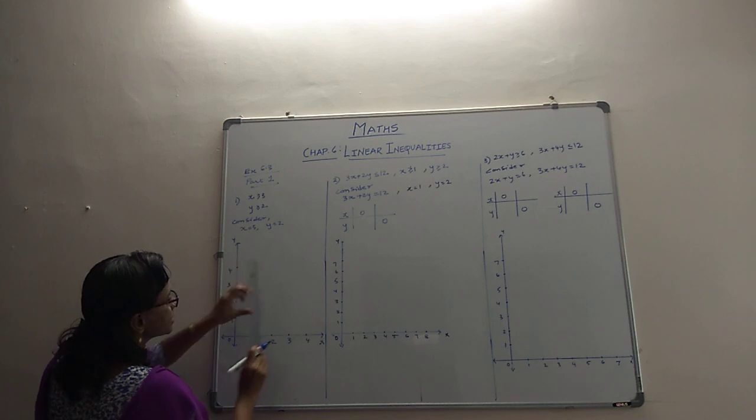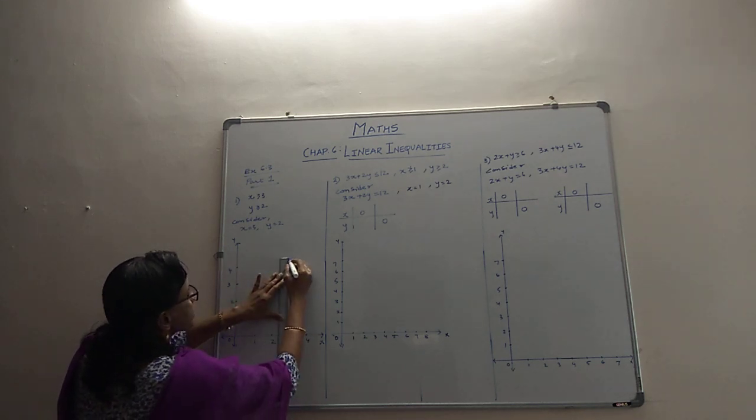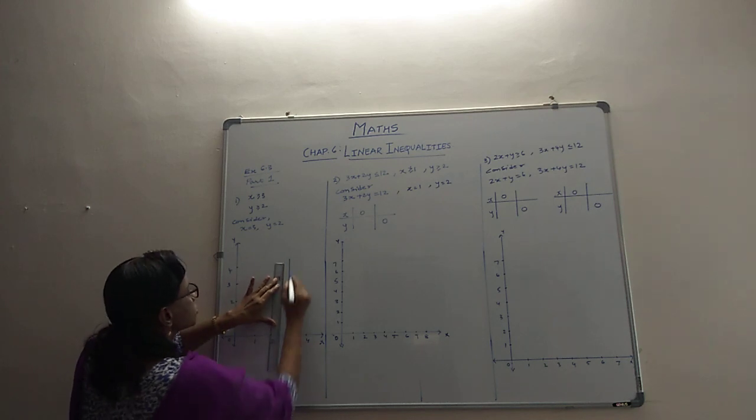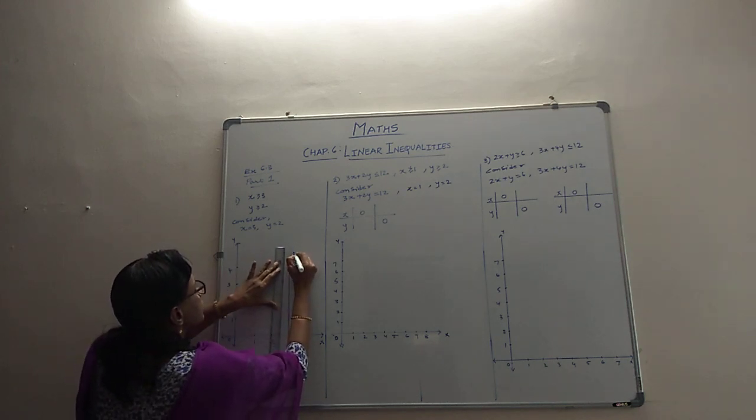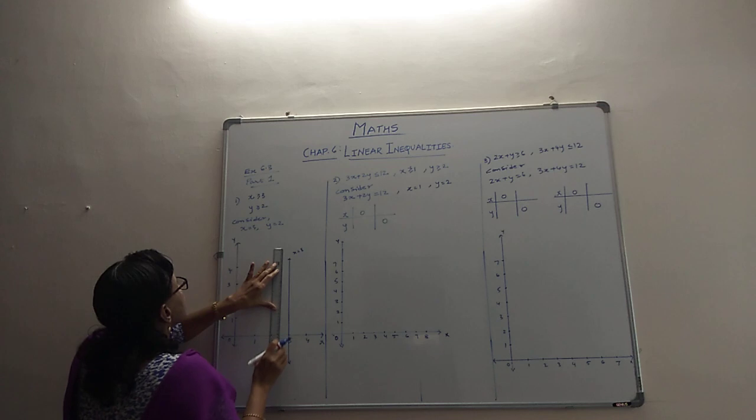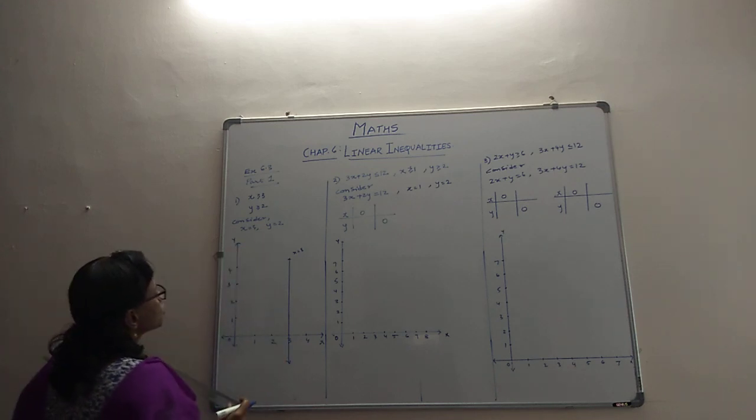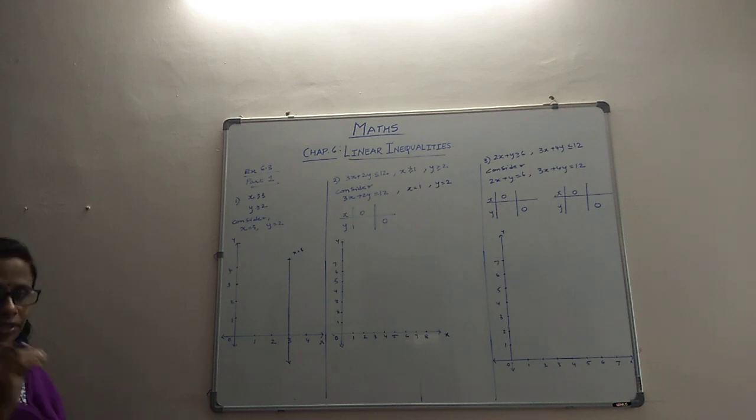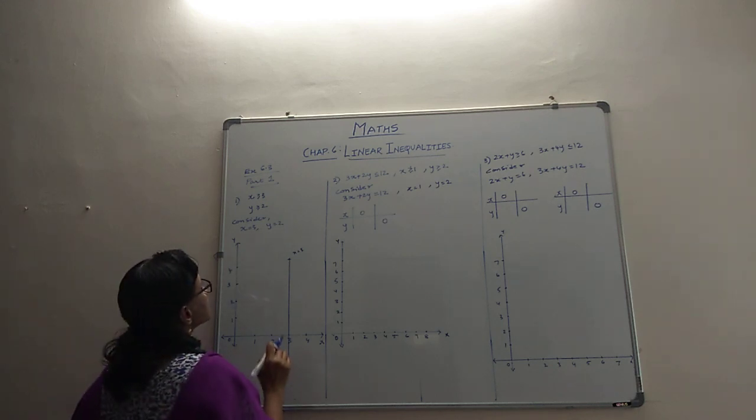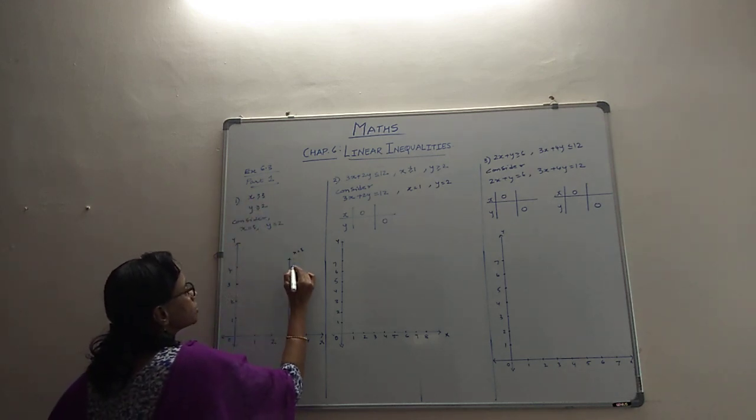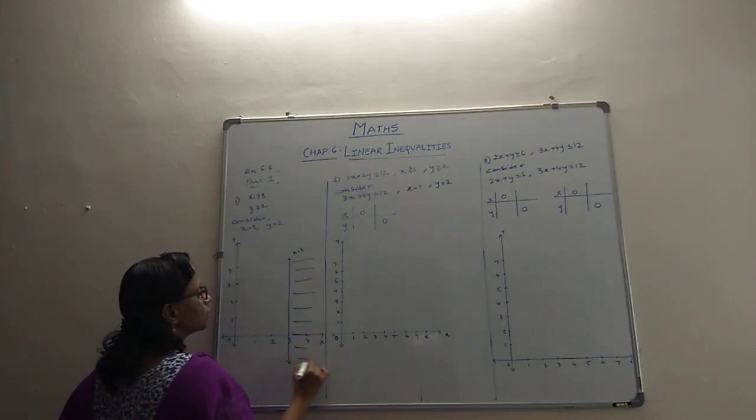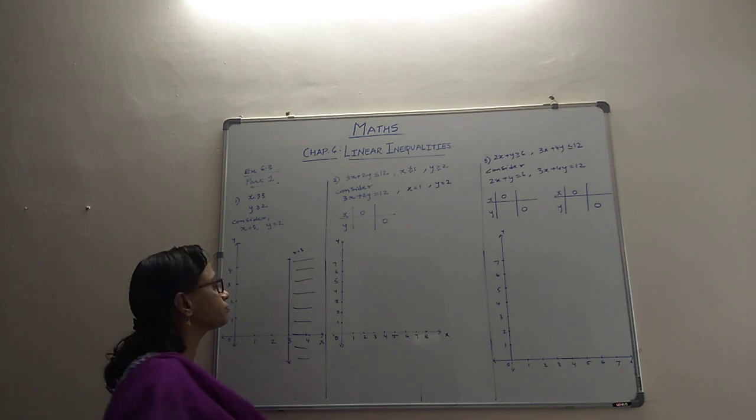x equal to 3 is a line parallel to the y-axis passing through x equal to 3. So this is the line x equal to 3. We have y equal to 2. So y equal to 2 is a line parallel to the x-axis, and right away we'll put the solution so that's easy for us. x greater than or equal to 3, that means everything that is after 3 is what we require. That will be our region of solution.